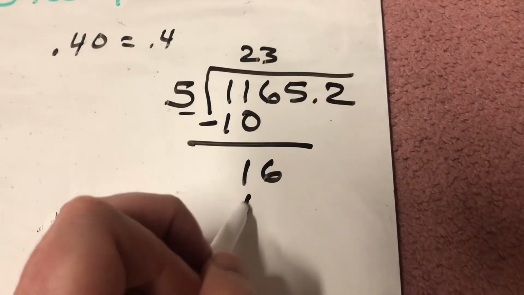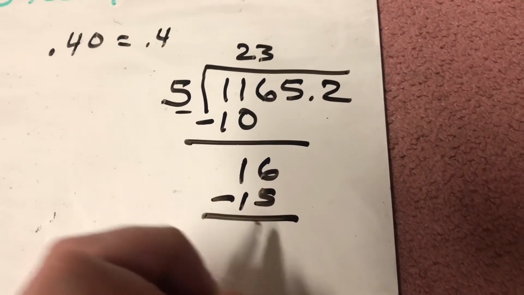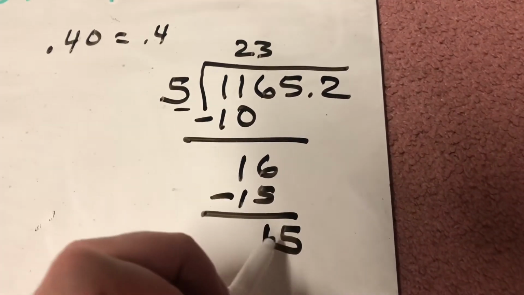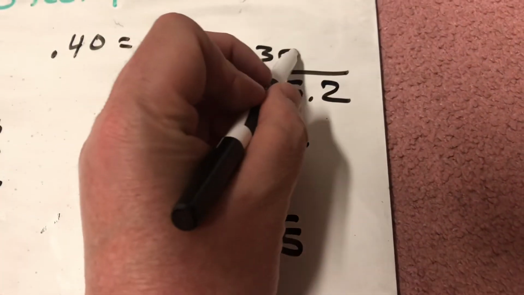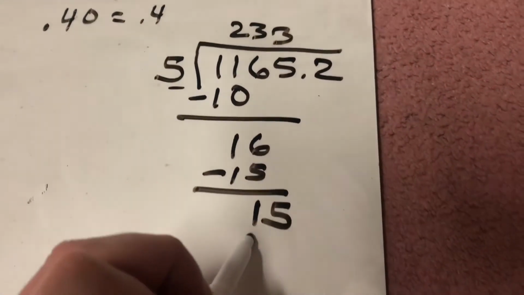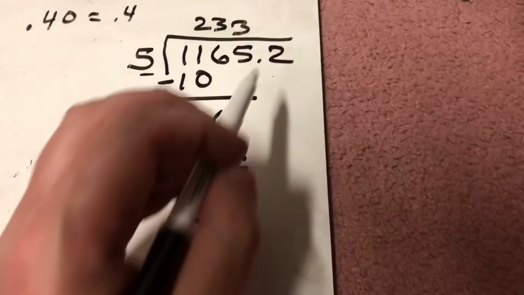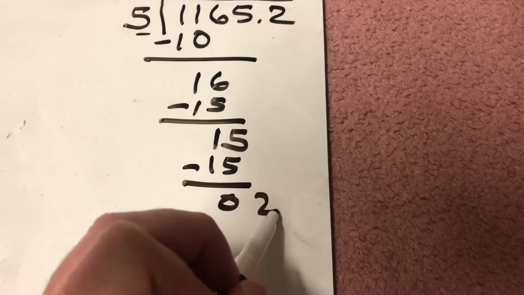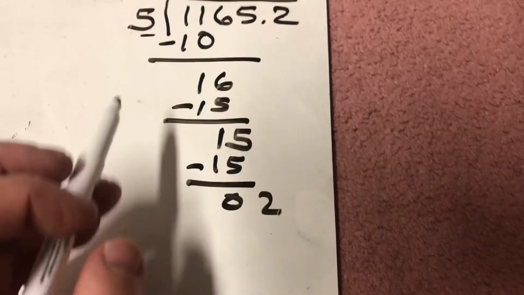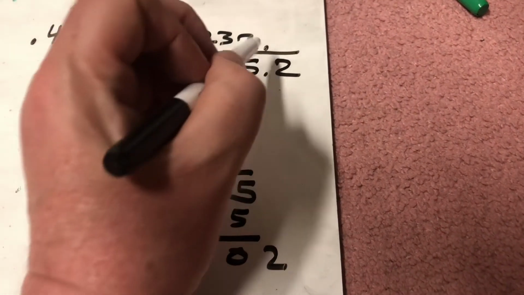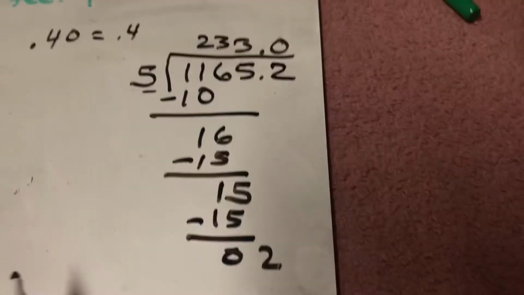3 times 5 is 15. 16 minus 15 is 1. Drop this 5. 5 can go into 15 3 times. 3 times 5 is 15. 15 minus 15 is 0. I'm going to go ahead and drop the 2 here. 5 can go into 2? It can't. So I have to bring my decimal up, and I have to put a 0 up there.